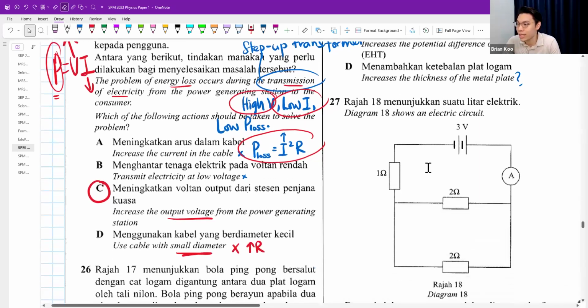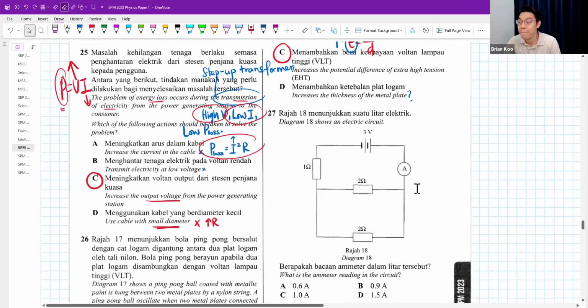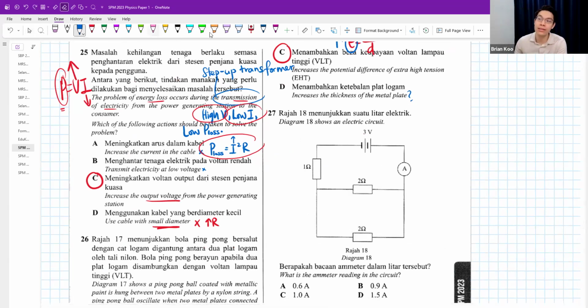Let's look at question 27. They ask, what is the ammeter reading? Okay. This one is testing you on how well you know your series and parallel circuits. I always say you start with a battery. This is the positive side of the battery. If you see the wire split into two, that means it starts to be parallel already. When the wire splits, then only is it parallel. If the wire never splits, don't say parallel. Okay, it is not parallel.